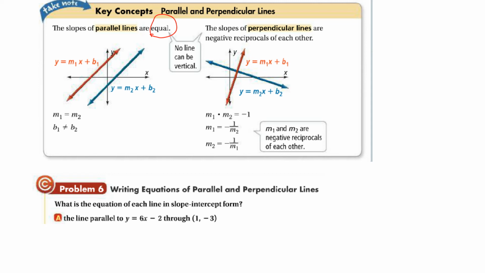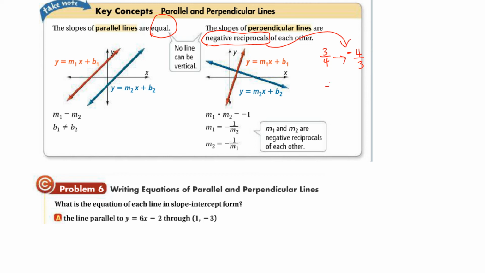The slopes of perpendicular lines are negative reciprocals of each other. So for example, if I had 3/4, its negative reciprocal would be, I take the reciprocal, which would be 4/3, and then I take its opposite sign. 3/4 was positive, so its negative reciprocal would be negative 4/3. So 3/4 and negative 4/3 are negative or opposite reciprocals of each other.